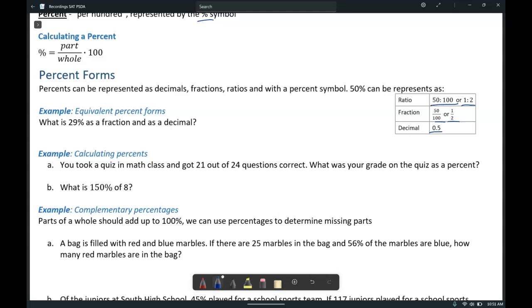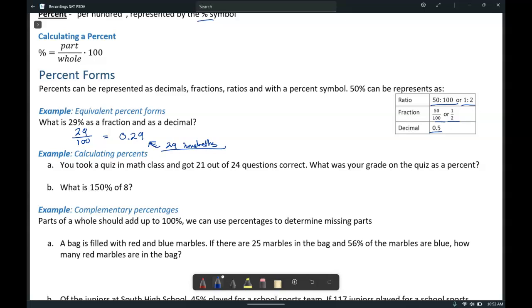So remember, it just means out of 100. So it's 29 out of 100, which is our fraction notation. And then if we want to write it in decimal notation, we just do the division. And when we do 29 divided by 100, we get 0.29. And again, you can think of this as 29 hundredths. That's the decimal place.